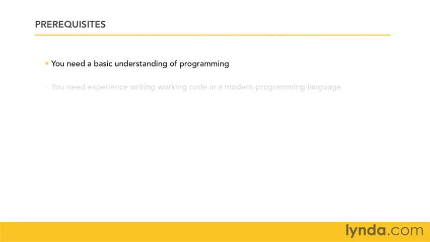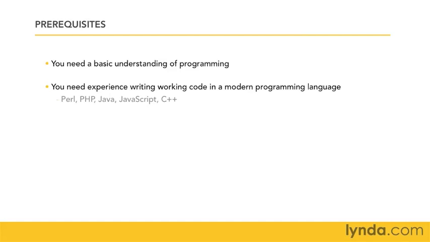In order to get the most out of this course, there's a few things you're going to need. First of all, you need a basic understanding of programming. This means that you need experience writing working code in a modern programming language. For example, Perl, PHP, Java, JavaScript, C++, or any modern programming language. And you need some understanding of object-oriented programming.